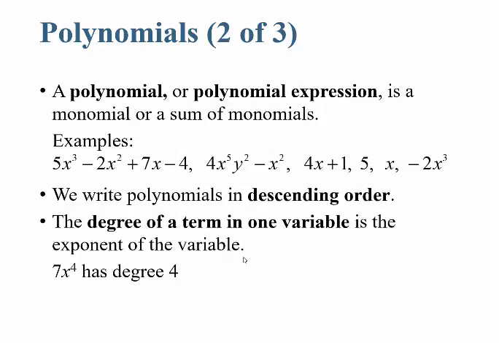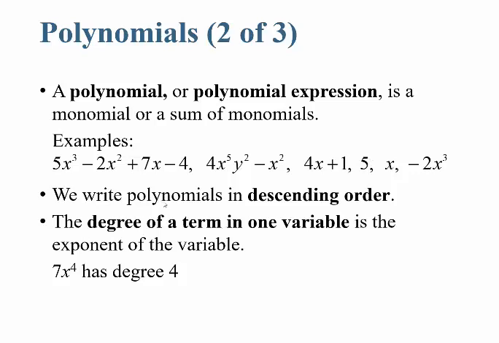So that's a monomial. A polynomial, or what we call a polynomial expression, is a monomial or a sum of monomials. So something like this: 5x to the third minus 2x squared plus 7x minus 4. That's the sum or subtraction of a bunch of different monomials, single terms. Taken as a whole, we call this a polynomial expression. Same with this one, even if there's two variables. Even something by itself, like just an x or a 5, that's a monomial. That still fits into the category of things we call polynomial expressions.